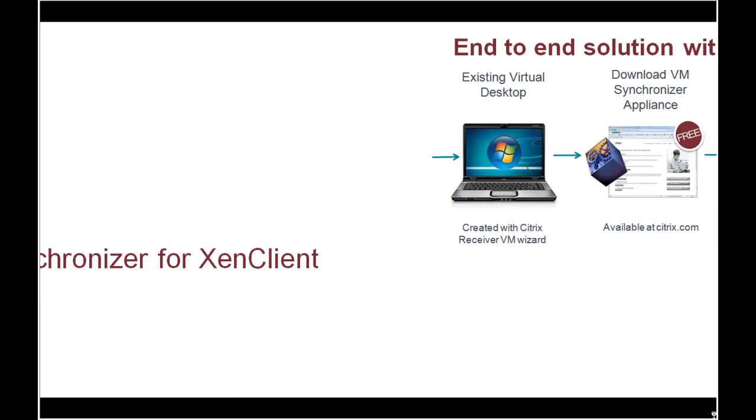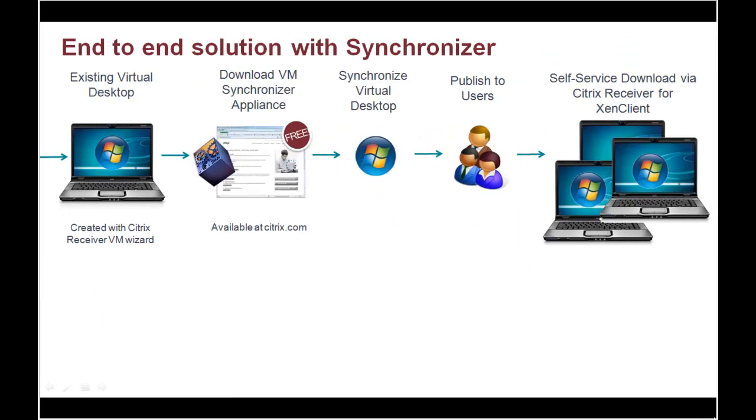So, I talked about how you install XenClient. The way you install the Synchronizer is it's actually a virtual appliance. So you go to the Citrix website, you can download this virtual appliance. It runs on top of XenServer, which is our server virtualization product, and we have a free version of that as well. And so it's very easy to get up and running. It's about 10 minutes to get this thing up and running.